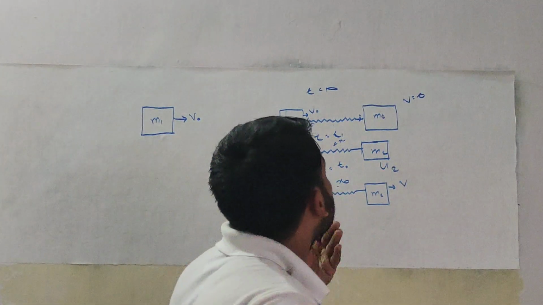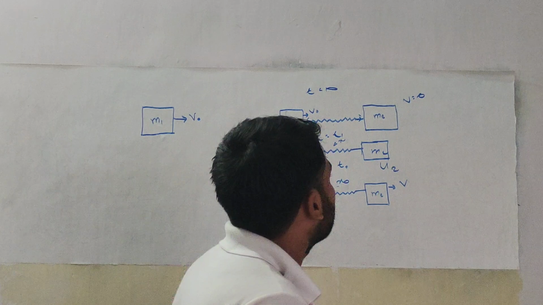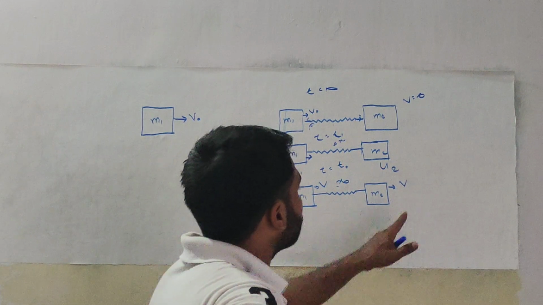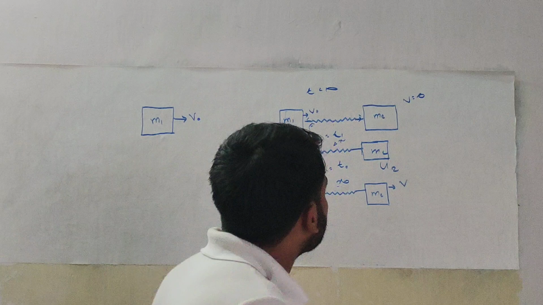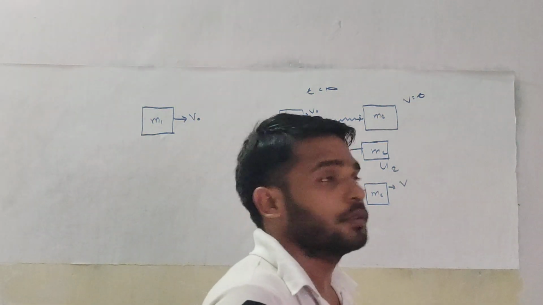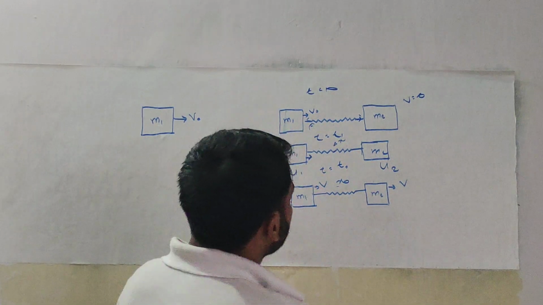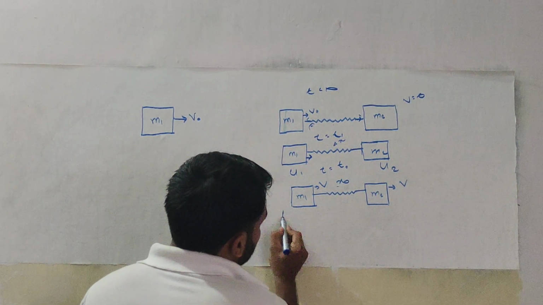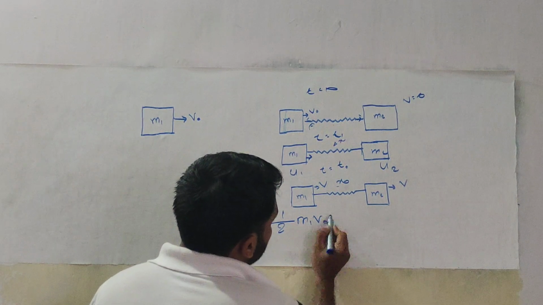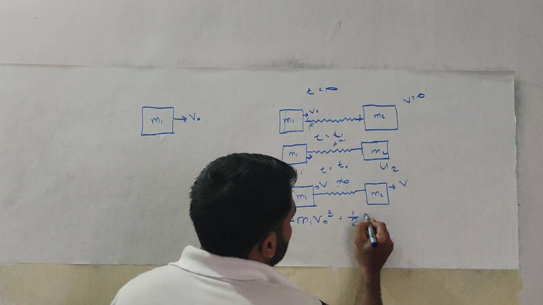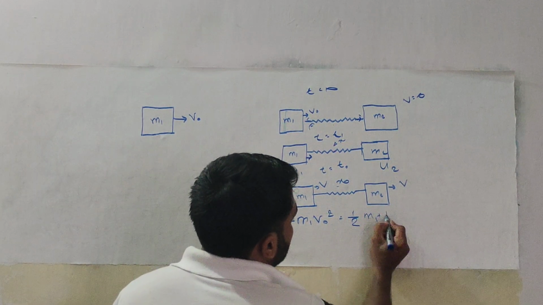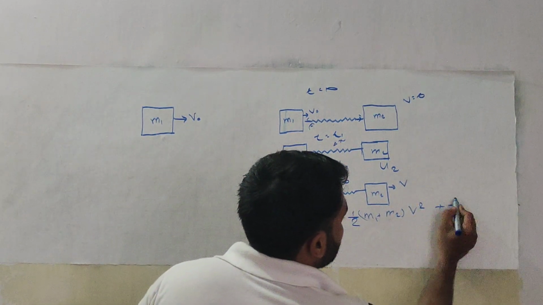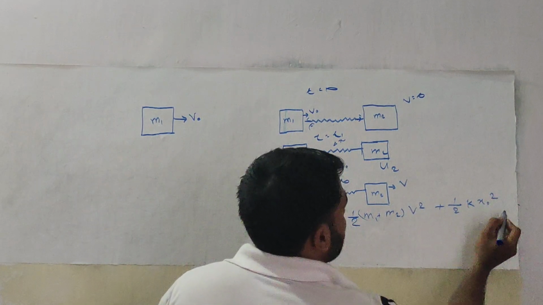So now let's move forward. Suppose now we have to find that velocity v. In the ideal condition there is no loss of energy, so the total energy of the block will be converted into the energy of both blocks plus the spring. So now apply conservation of energy. Half m1 v0 square is equal to half (m1 plus m2) v square, because both blocks are moving with the same velocity, plus half k x0 square. Equation first.